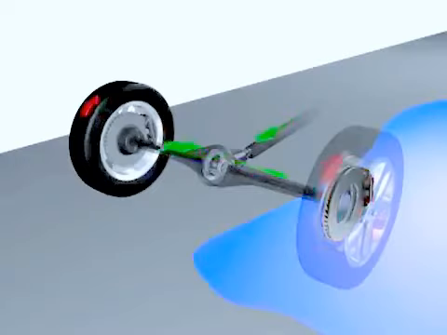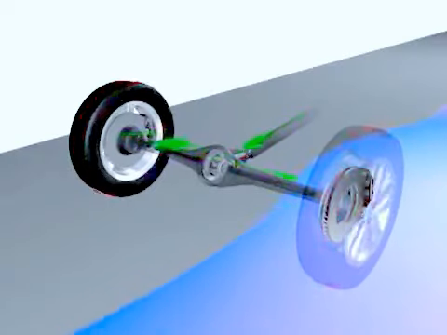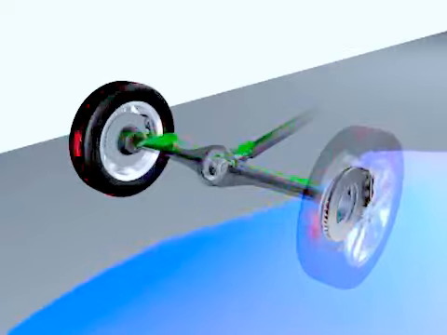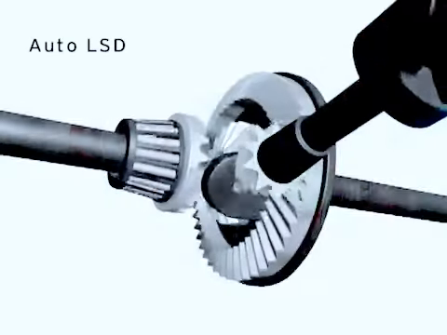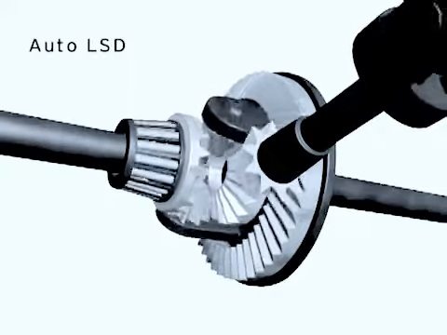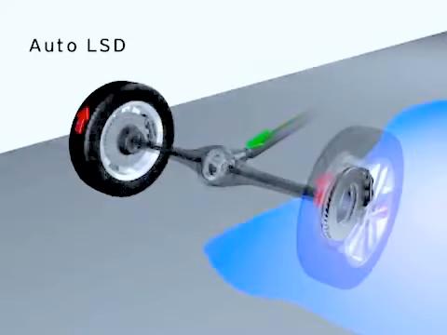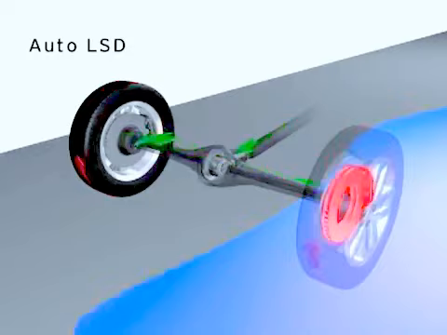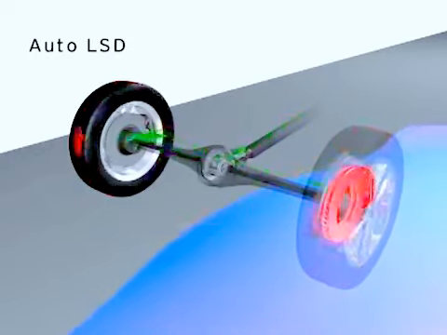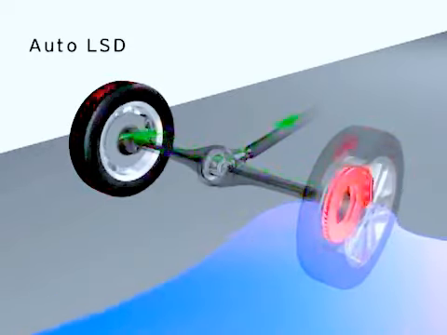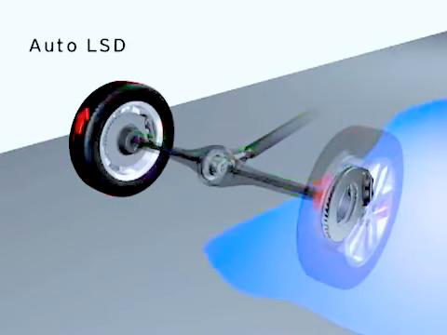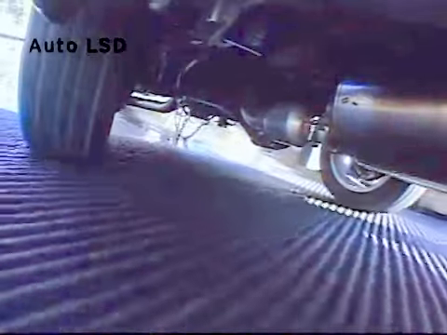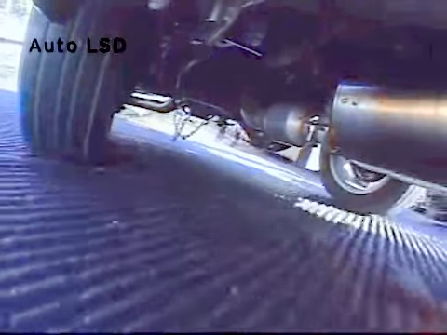An alternative to differential-based LSDs and locking differentials are brake-activated LSDs, such as Toyota's Auto LSD system. Brake-activated LSDs use an open differential but selectively apply the brakes to the wheel with the least traction. This takes advantage of the path of least resistance to transfer power to the wheel that isn't having the brake applied. The Auto LSD system is designed primarily to improve traction at times when the vehicle is likely to get stuck.